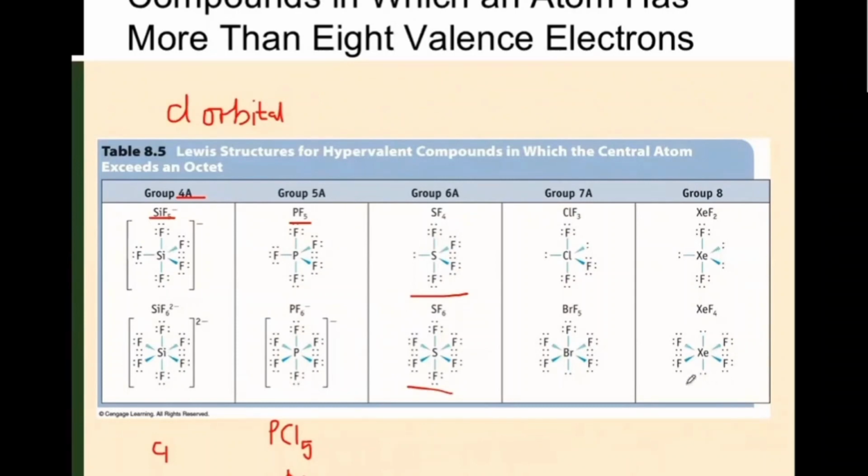xenon, pretty much the only one which is really reactive of the group 8 elements. It can form compounds with fluorine. And so here we have them. So we usually talk about group 8 as being the noble elements, about those being really stable, not really wanting to react or form any sort of molecular compounds, but in fact, things like xenon do. And so they are capable of forming these compounds with more than 8 valence electrons.